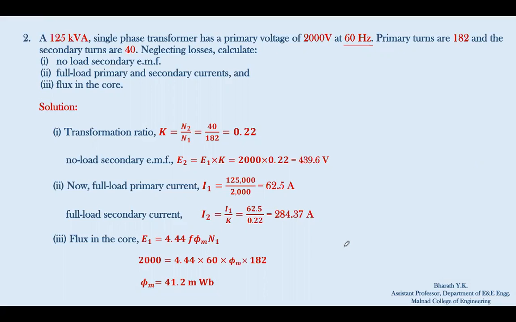So to calculate the flux in the core, we have to consider any one of the two EMF equations. So I am considering the EMF equation for the primary winding. Here E1 is given in the problem, it is 2000. F is also given, it is 60. N1 is also given, it is 182. So now simplifying and solving for phi m will obtain the value for the flux in the core, which is 41.2 milliwebers.